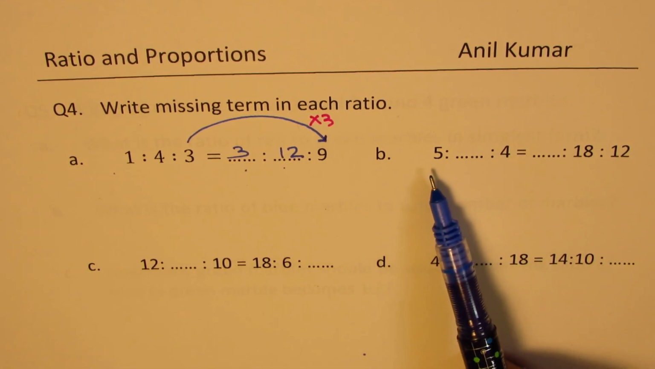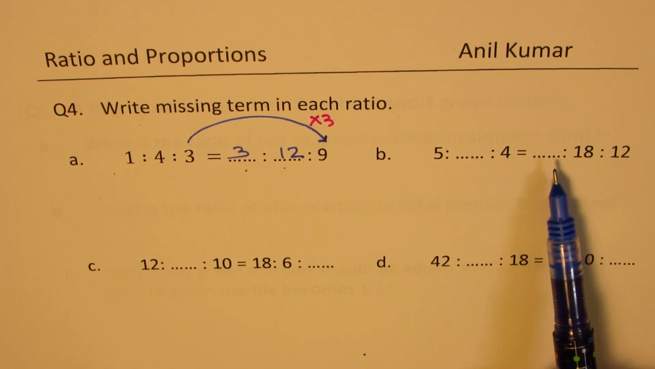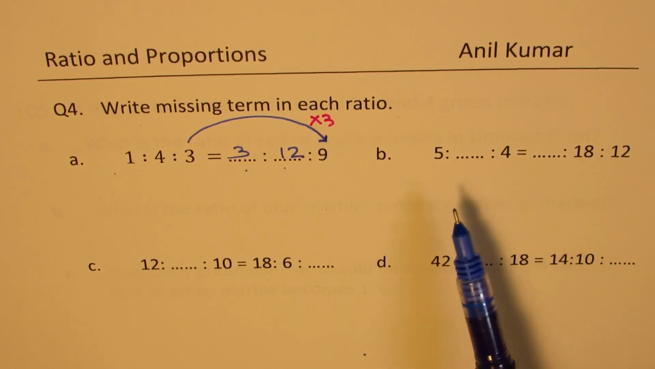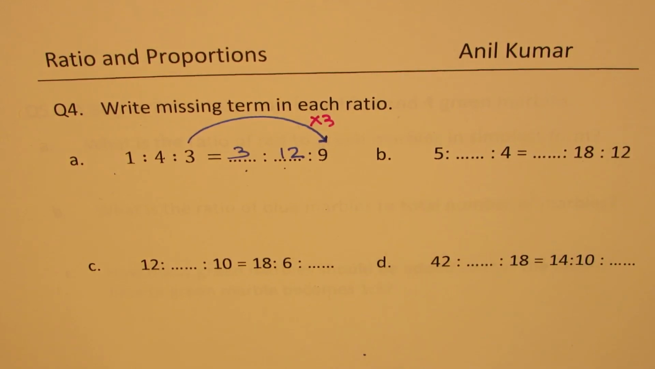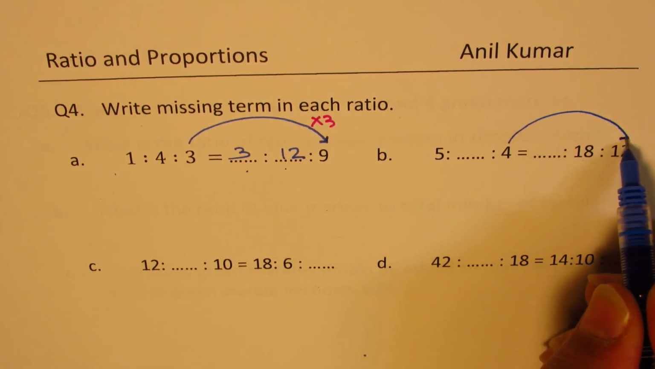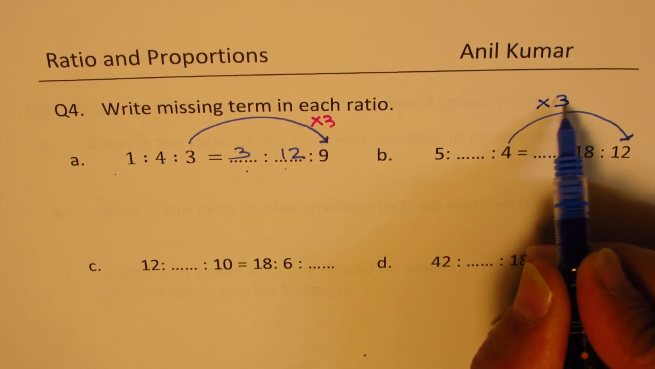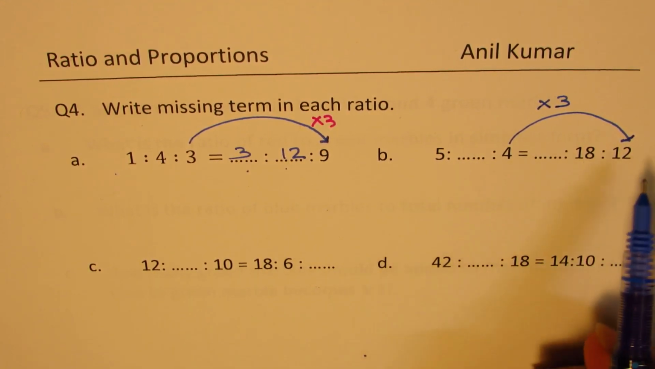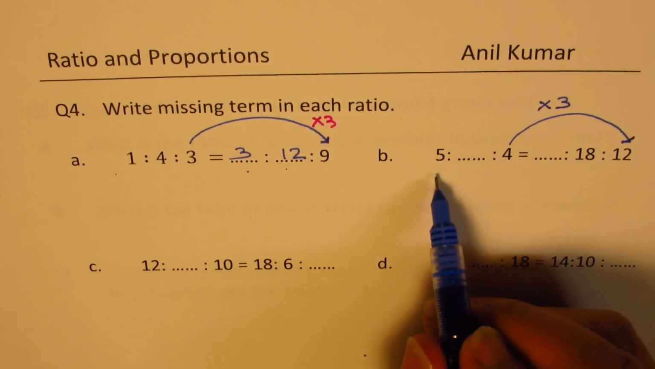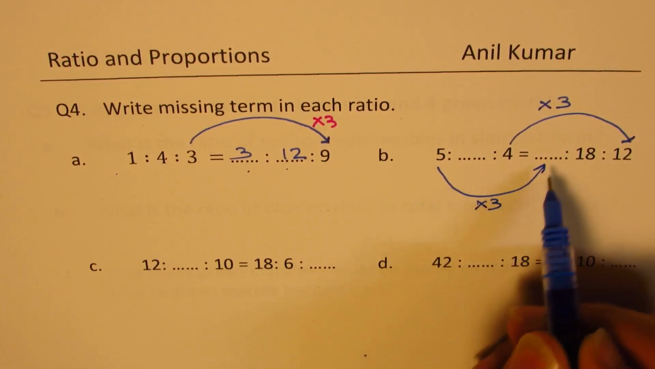Once again, we have something similar. 5 is to something is to 4 equals to something is to 18 is to 12. Now we have to see what is given to us. Well, we are at least given one position, 4 to 12. And from 4 to 12, it is times 3. That means again, we have to multiply by 3 to go from this side, right? So 5 times 3 will get to 15.